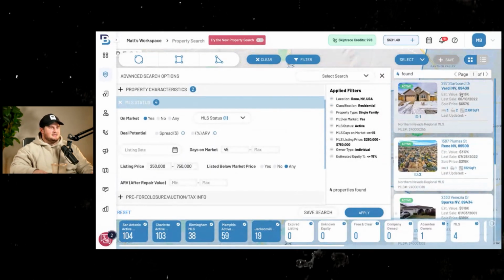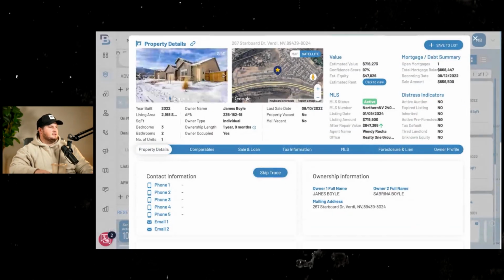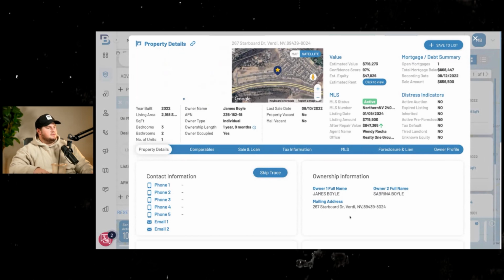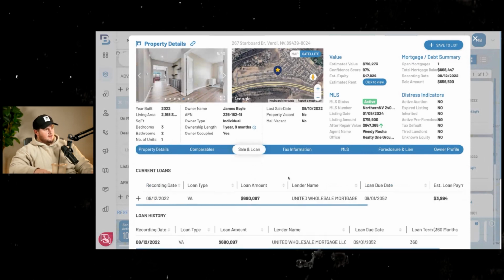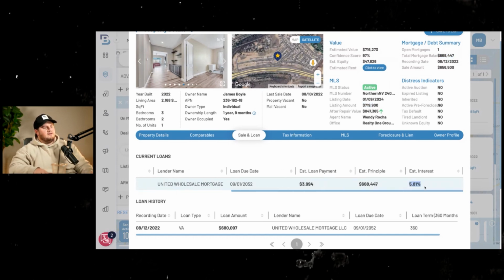So you got this really nice house off Starboard Drive in Verde, Nevada. Look at this thing. It's gorgeous. Mr. James Boyle owns this property. He bought it with a VA loan for $680. He still owes 768, and he's trying to sell it for 719. Interest rate's 5.81. Not amazing, but you're going to be living here. This is going to be your house. It's a brand new house, basically.